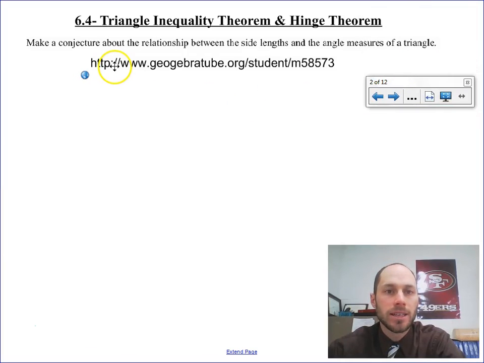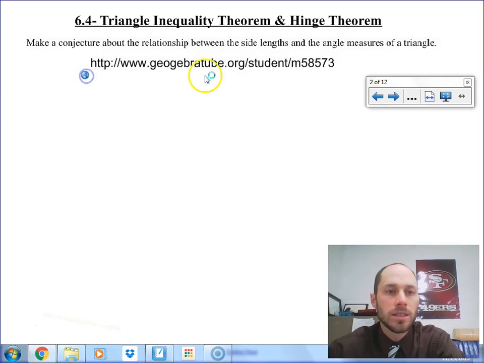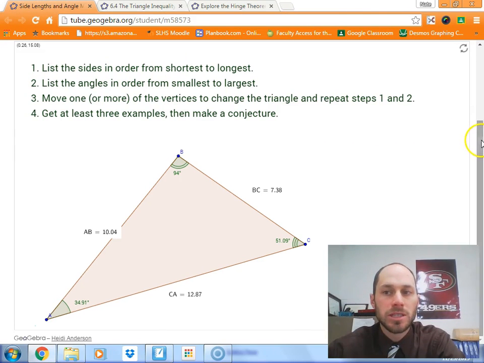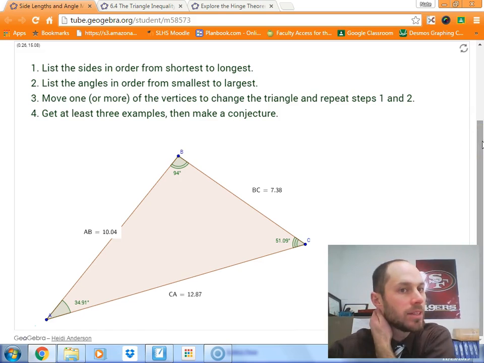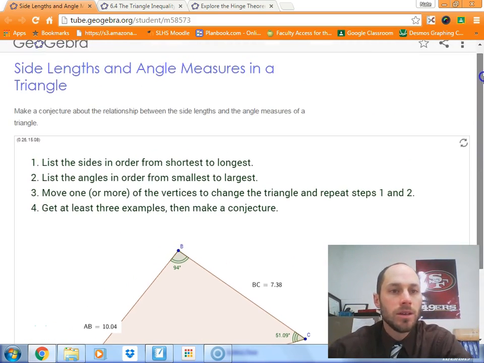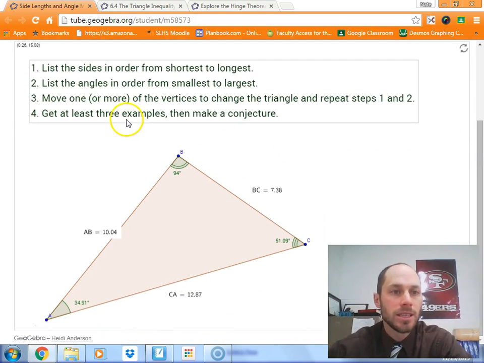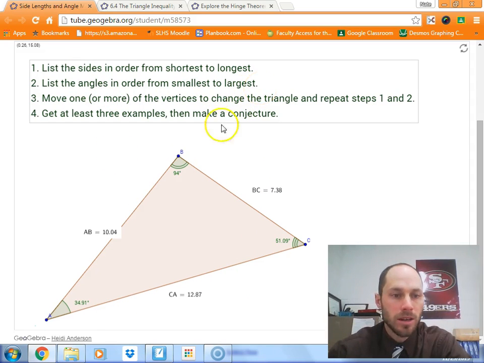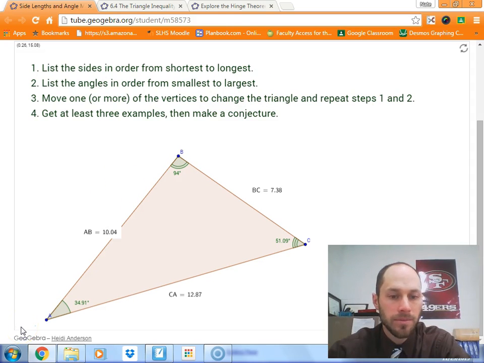We're going to take a look at the connection between side lengths and angle measures. I'd like you to take a look as we explore that together and see what kind of connections we see between the side lengths and the angle measures within a triangle. So within this exploration, it asks us to list the sides in order from shortest to longest, and also the angles in order from smallest to largest. So why don't you do that, please, and restart the video when you're ready.